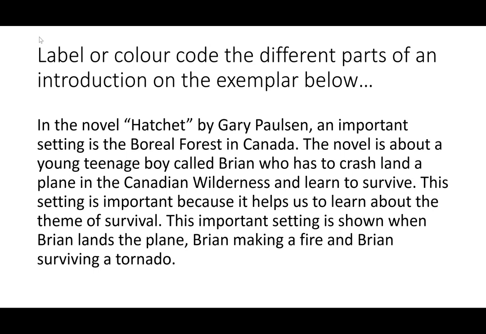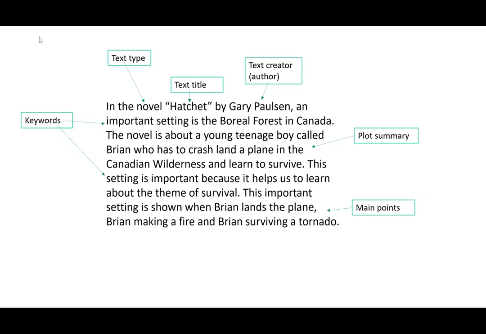All right, so I'm assuming you've done that and you've come back to this, and now we're going to go through it. So if you've struggled with that, don't worry, the answers are here. And if you've got that aced, awesome, you can check the answers. So the text type is a novel. The text title is Hatchet, and the text creator or author is Gary Paulson. The key words are important setting, and then if we come down to here, I think it would be something like why it's important to learn about.